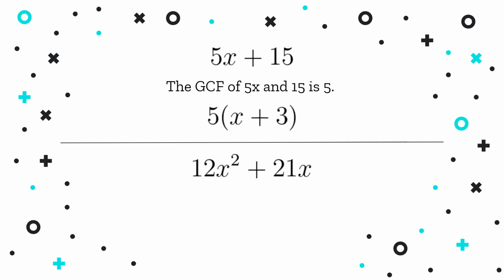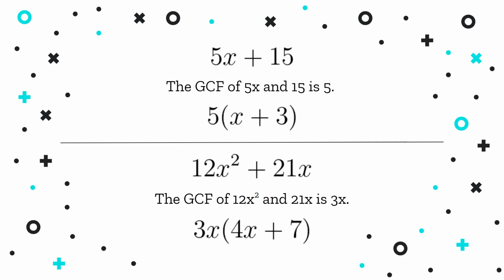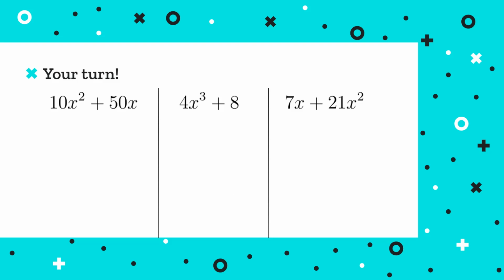Here is another example in which the GCF between 12x squared and 21x is 3x. So the 3x is divided out to get a final answer, which is shown here. Now it's your turn. Pause the video and try these 3 questions out.